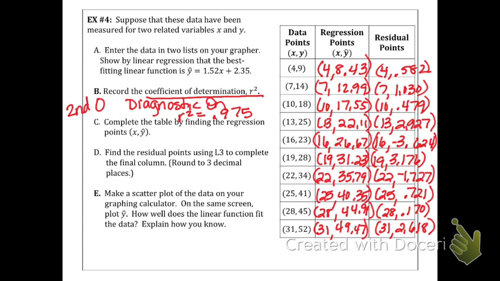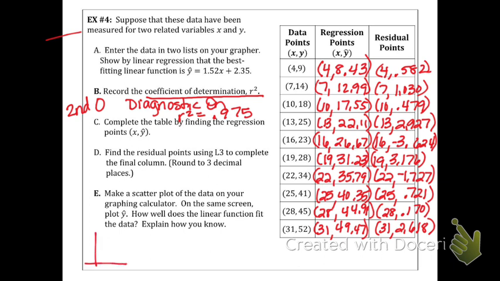So go to second Y equals. Now go back into plot 1. Change that Y list to residuals. So second stat residuals. And then zoom 6. Which now I remember looking at my points that went all the way from 4 to 31. So I am going to extend my window, my X's out to 50. And so I can see my residuals there.